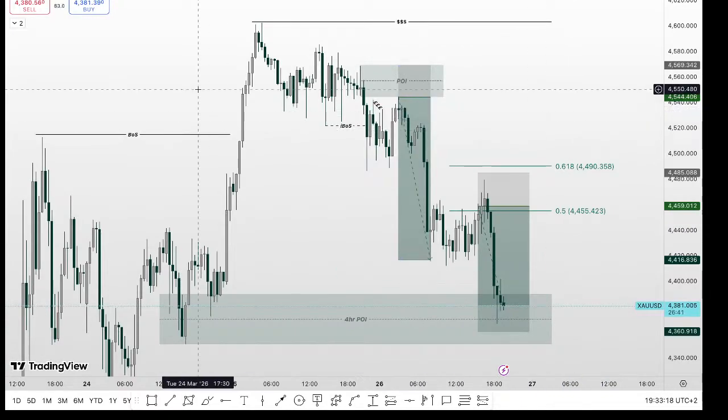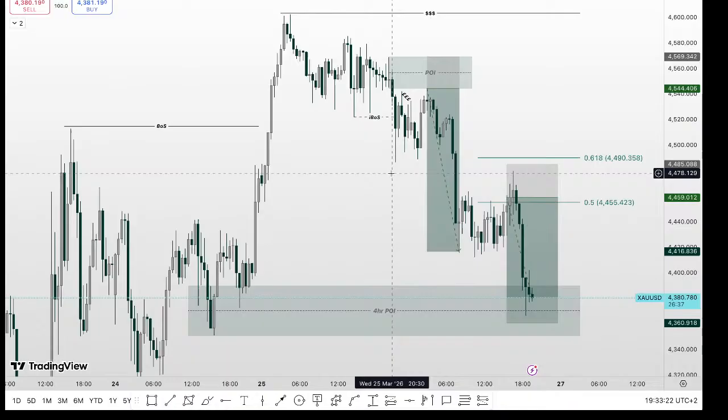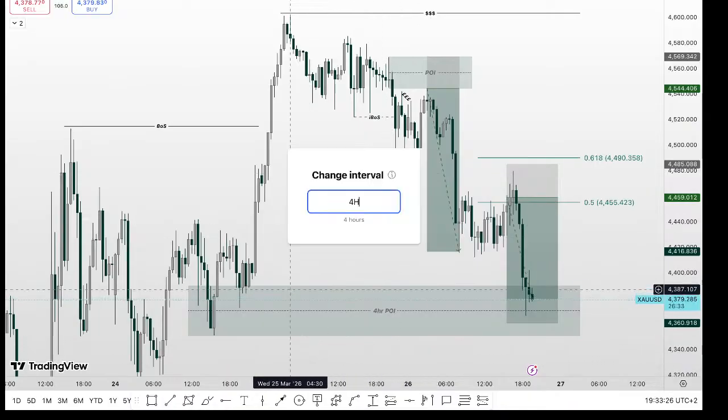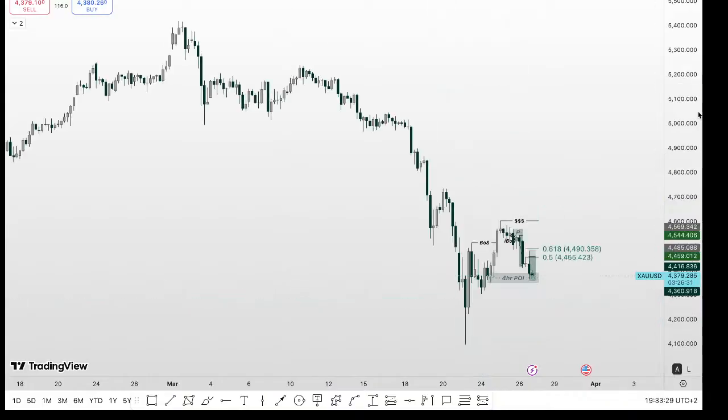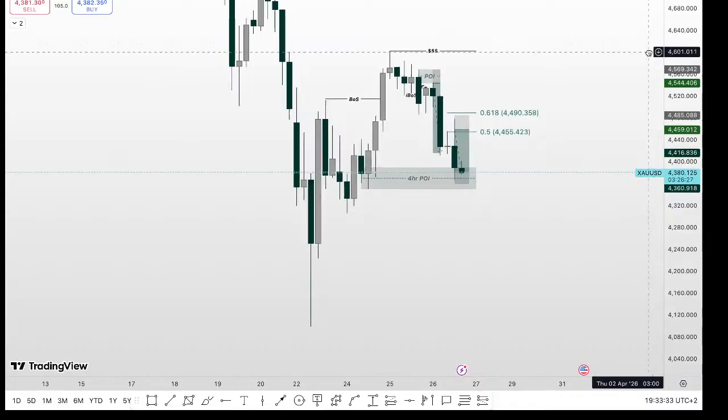Again, so this is the update about the analysis that we had yesterday on gold. To break it down, basically what we had, this is what we had.